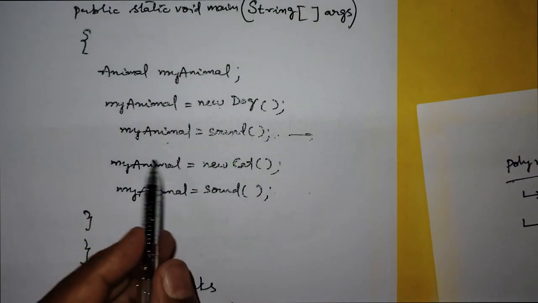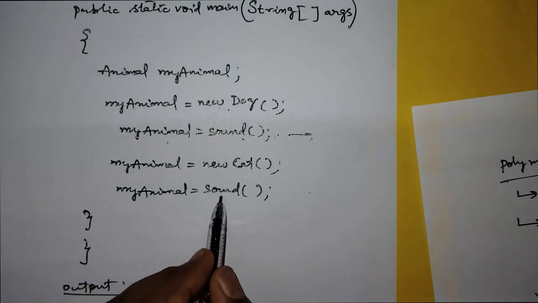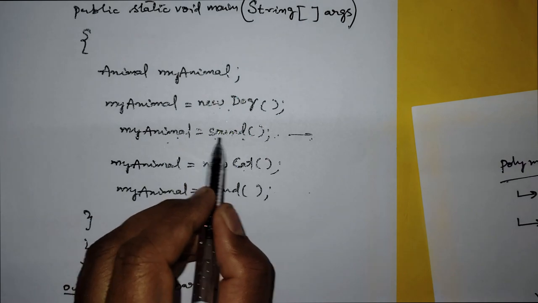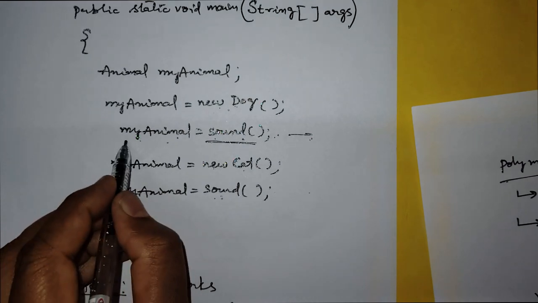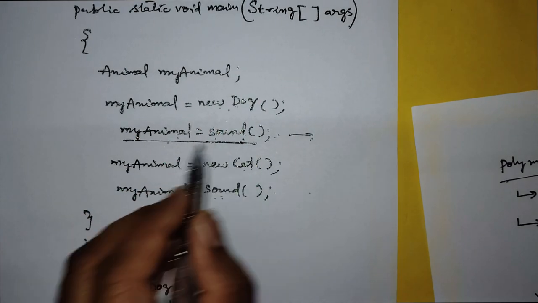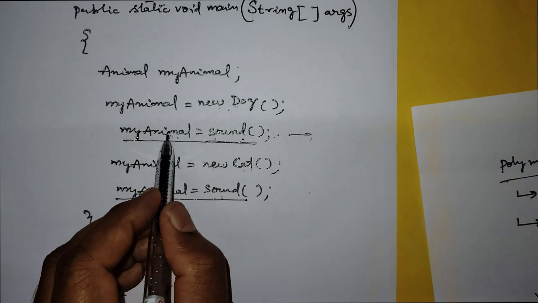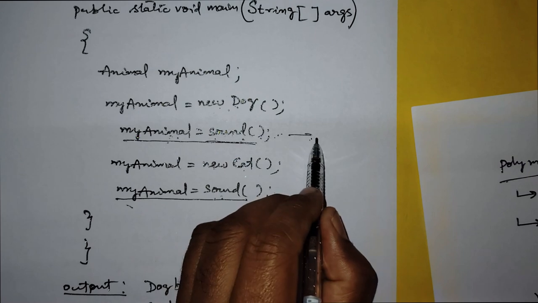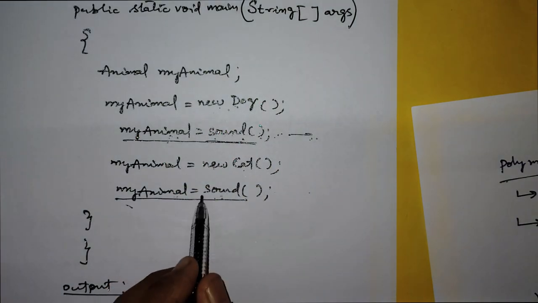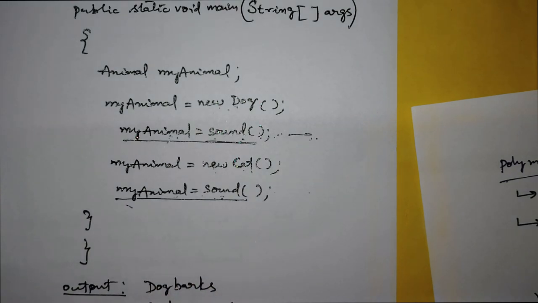Which object? For the dog object, the method acts one way, whereas the same sound method for the cat object acts differently. Please carefully understand: my animal equals sound method. The same call, but under the object of dog, what is the output? Dog barks. It connects to dog. Whereas under the object of the cat, it becomes cat meows.